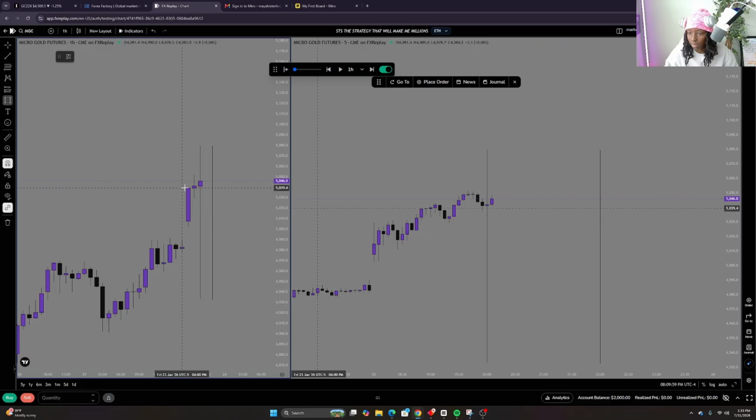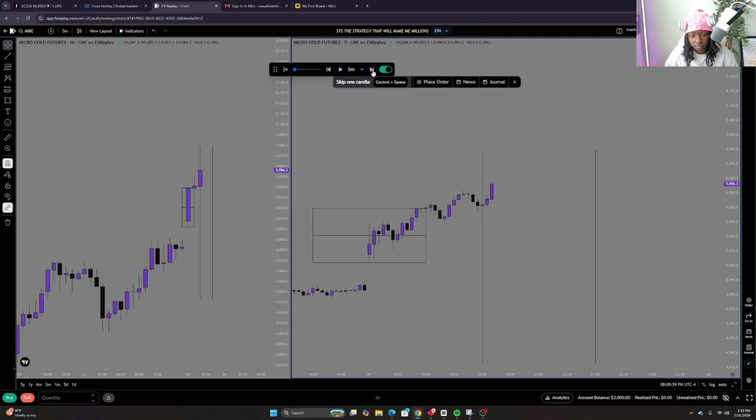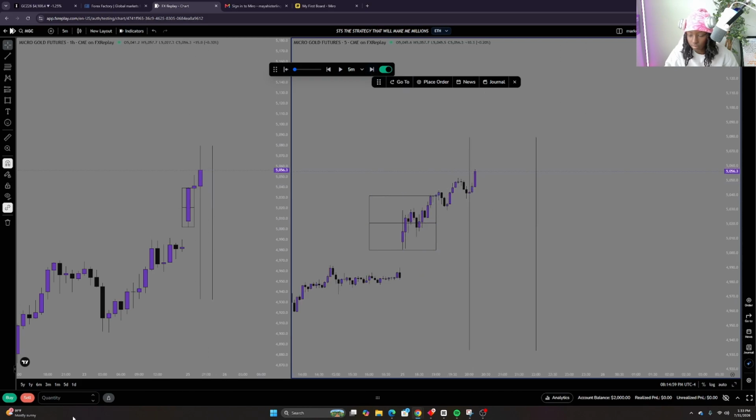I'll even mark out this candle here. We could get some rejection into this candle and then manipulate higher after that. So that's also why I trade until 10 o'clock. So we're going to see. All right, looking at this candle, we're probably going to continue higher.